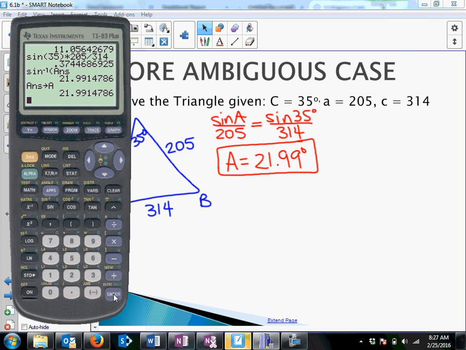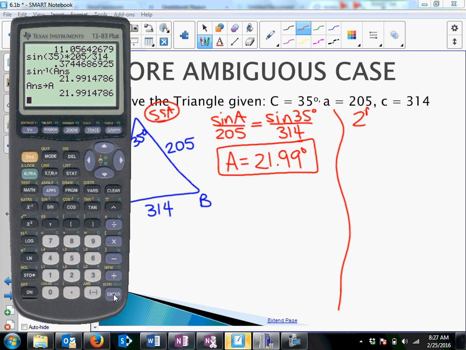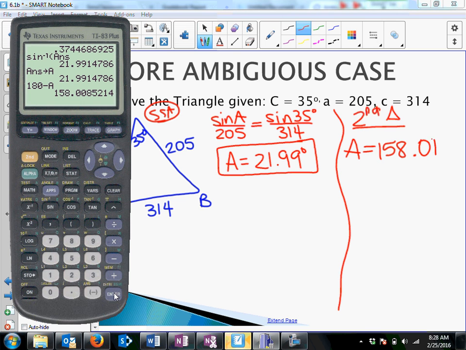Now, since this was a side-side angle, we need to account for the possibility of a second triangle. How do we find that angle A in the second triangle? Okay, we're going to take angle A and find its supplement. So 158.01.